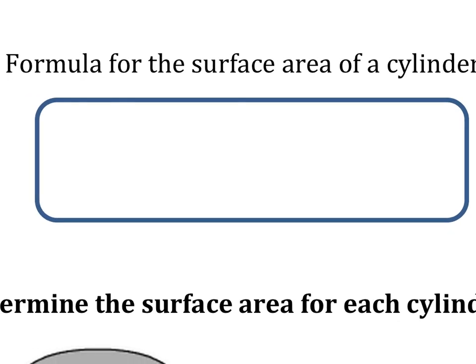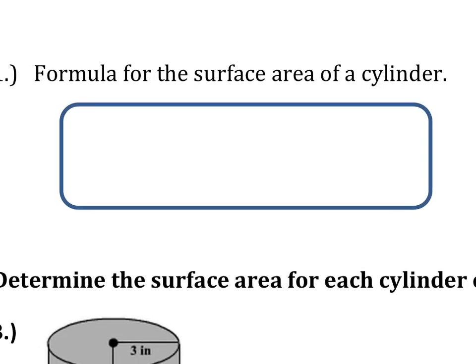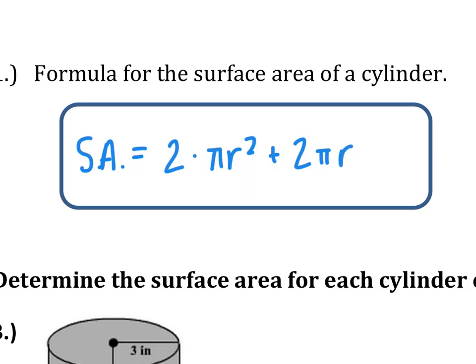So, the formula for the surface area of a cylinder looks like this. Surface area equals 2 times pi r squared plus 2 pi r h.